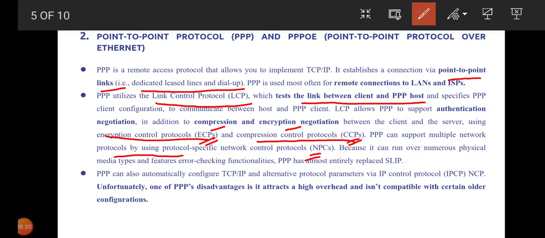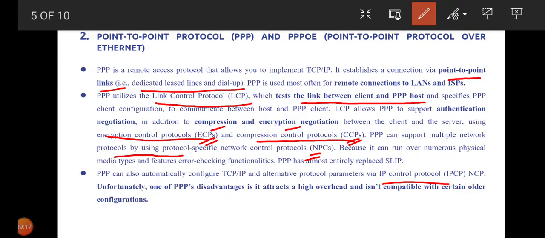Because it can run over numerous physical media types and features error checking functionalities, PPP has almost entirely replaced SLIP. SLIP was only based on serial mode of communication. Here we have multiple network protocols which can be implemented using various network control protocols, and it also features error checking functionalities and different physical media types, and that is why it proves more advantageous than conventional SLIP. It can also automatically configure TCP/IP and alternate protocol parameters via IP control protocol, NCP.